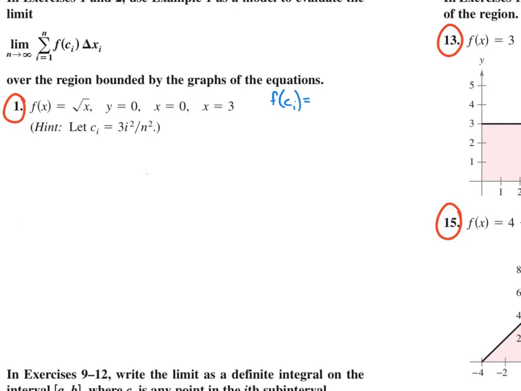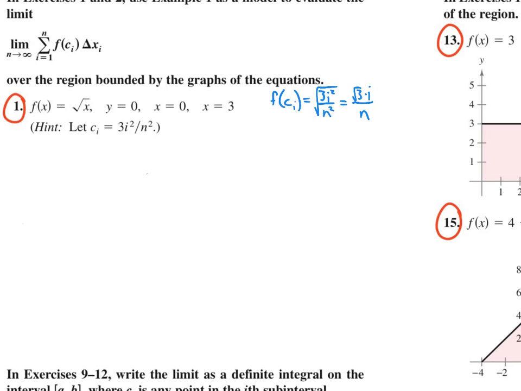What's that going to give us? 3i over n. Close. Well, it's the square root of 3i squared over n squared. The square root of 3i. There we go. Square root of 3 times i over n. Okay? So we got the square root of 3 times i over n.